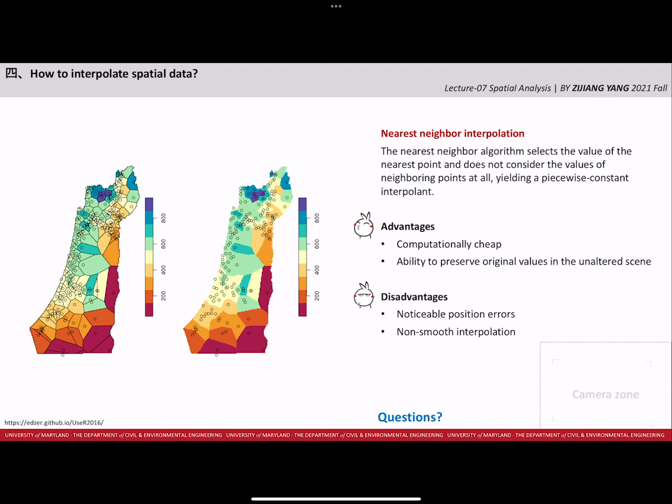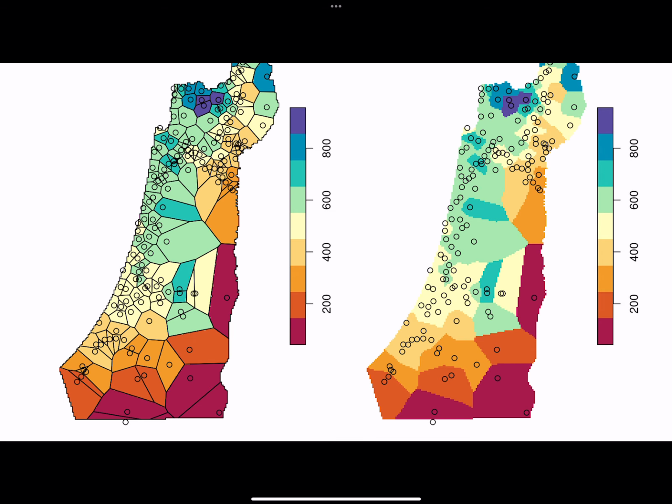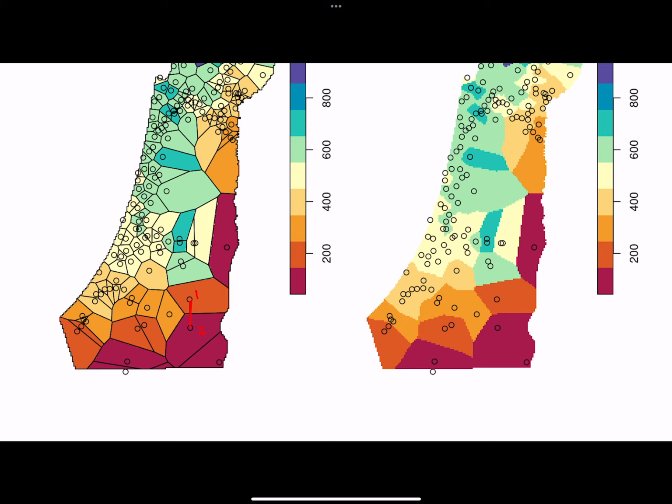And here is the nearest neighbor interpolation method. Basically, the algorithm is straightforward. We have different points, say these 2 points, and then we make the line, and we find the middle of this line. And again, we find the middle of this line. So we just find the middle of each line between 2 points, and then we can make the polygon. And we can assume the concentration within one polygon equals the concentration of this single point.